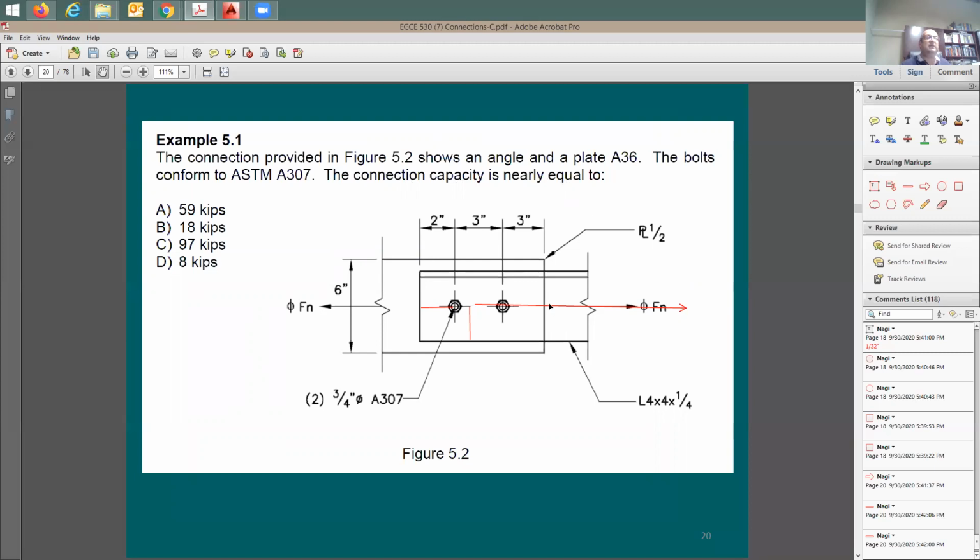I have 2 bolts exposed to direct shear. It's going to be single shear, because I have 1 plate and 1 angle. So I'm going to have only 1 surface of the bolt exposed to shear. Size of the bolt, 3/4 of an inch, A307.